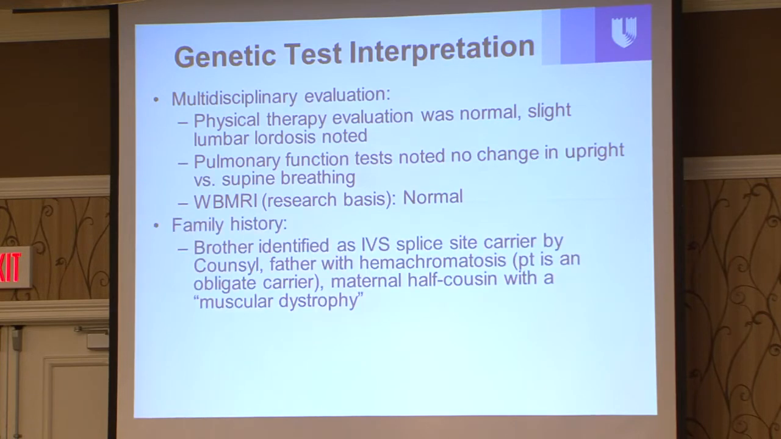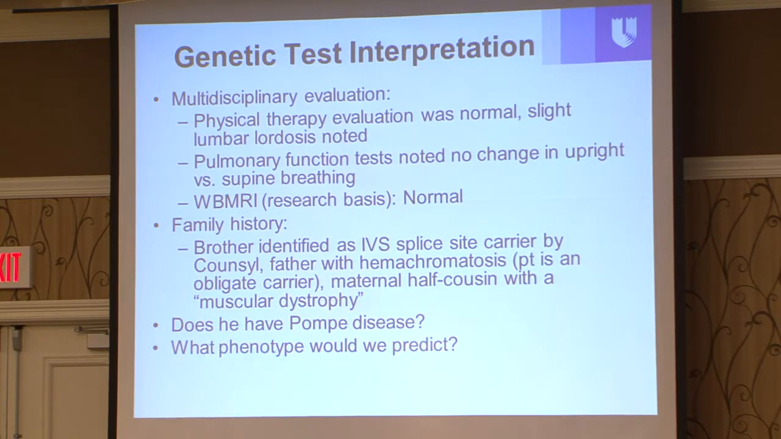We did talk to him very specifically about his family history. His brother was also identified as a carrier of the splice site that he had 2 copies of. His father had hemochromatosis, therefore the patient was an obligate carrier, but there was this cousin with muscular dystrophy. I'm not necessarily going to answer these questions, but these are some of the things that we think about. Would we consider this Pompe disease? What phenotype would we predict for him for the future? And what follow-up is recommended?